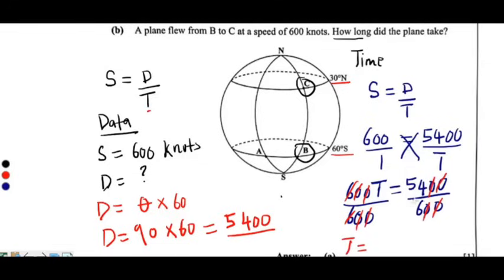Here we have 54 divided by 6. So 54 divided by 6, this will give us 9. Since this is time, time is equal to 9 hours. So this was our time. This is how we can answer this simple question, as simple as that. So we are done answering this question. We now move on to the next one.